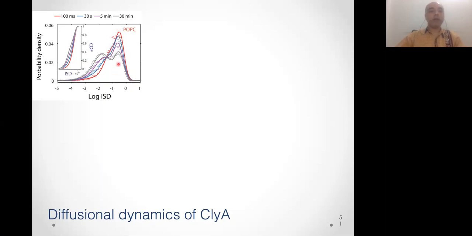If you see, initially when it binds at very, very early time points, most of the molecules are moving very, very fast. That's the red curve here. As time goes by on UPC membranes, they seem to be becoming slower and slower, but a fast population remains, such that they're either moving fast or they're moving slow. Okay, these two populations here.